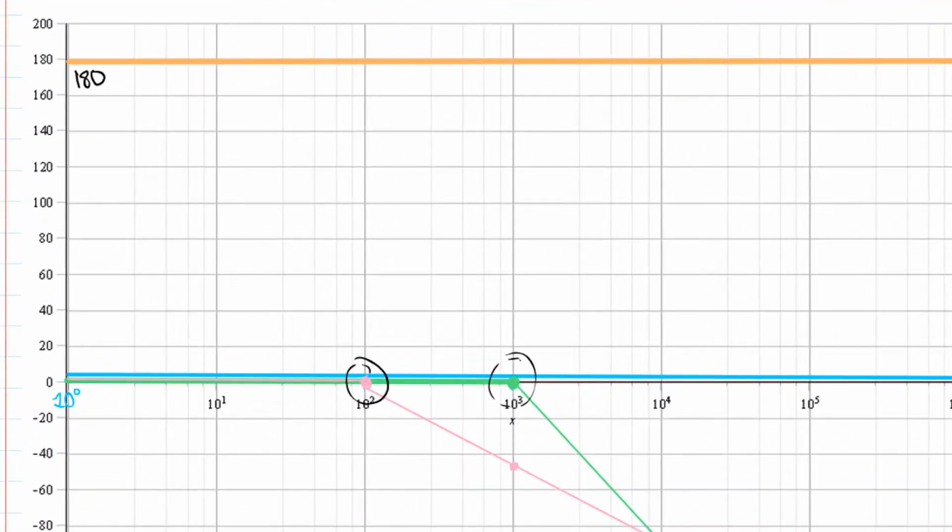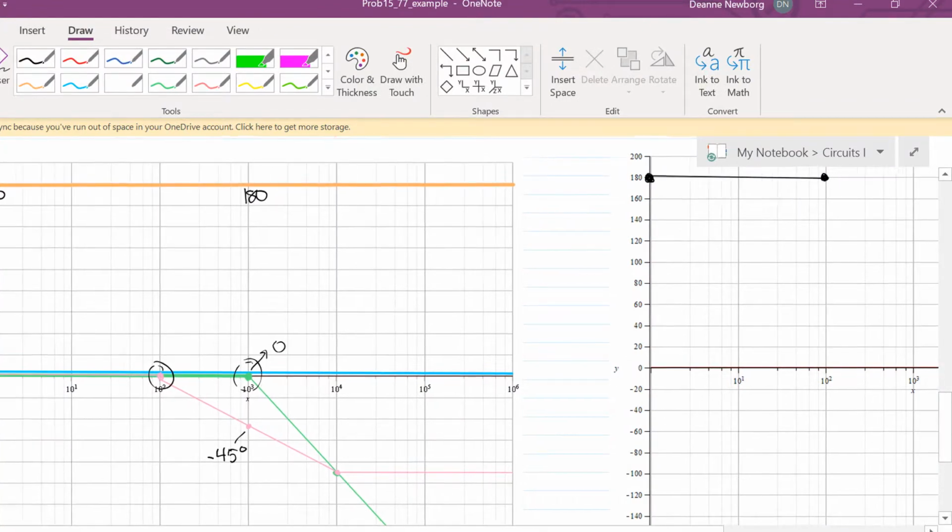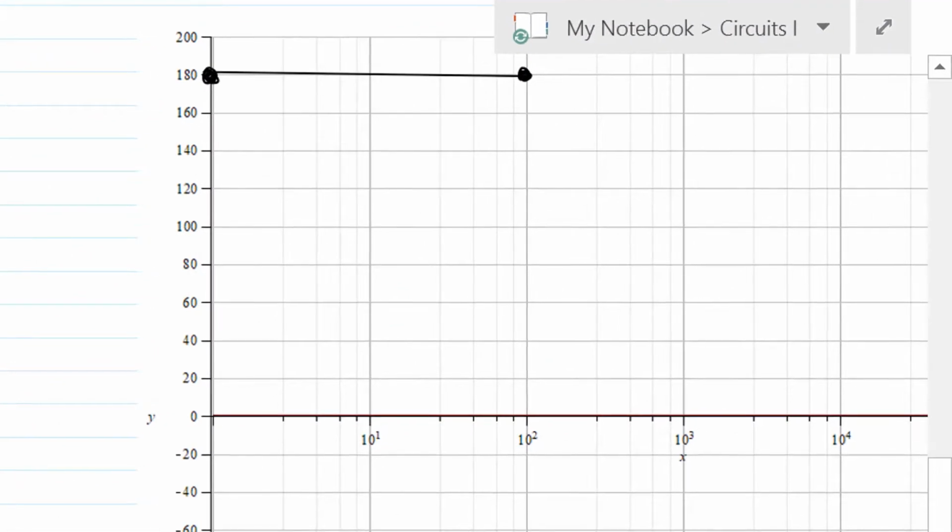My next corner point is at 10 cubed. So this one, we're still at 180. 2 of the function values are 0, and this one is negative 45. So 180 minus 45 is 135. So when we get to 10 cubed, we should be down at 135. So here's 10 cubed, 130, 135, about, and then join those with a line.